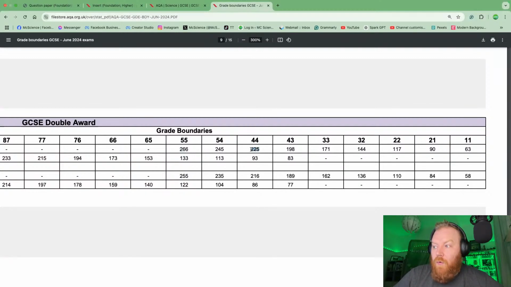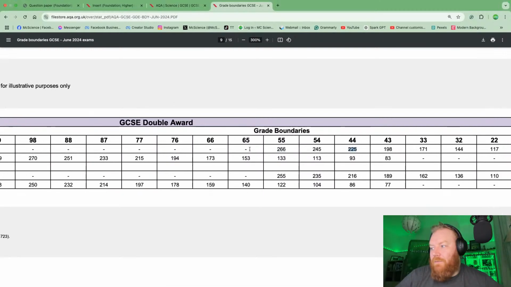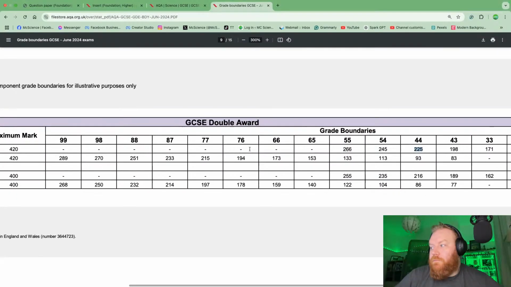So the grade 4, for example, the grade that most colleges and most courses at the next level would want, is just over 50% of the marks. So 225, you're looking at about 30 marks each.